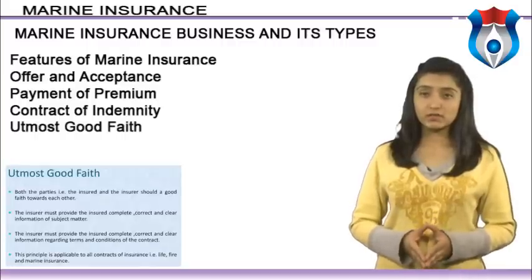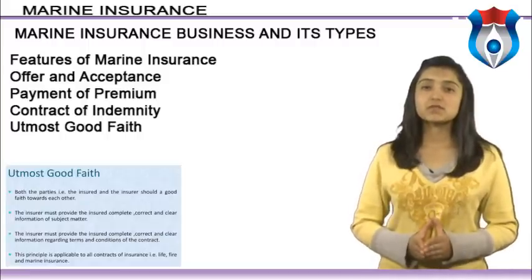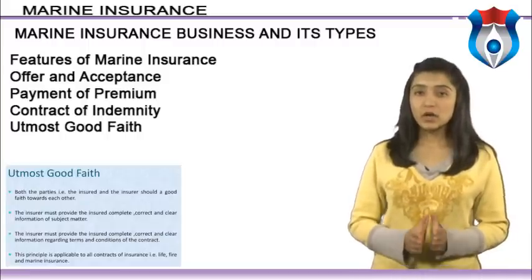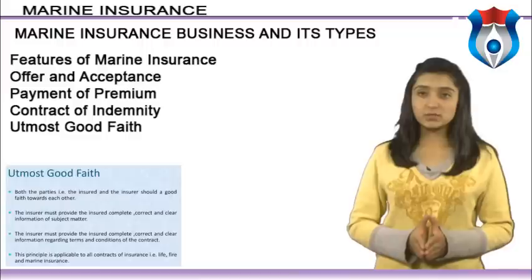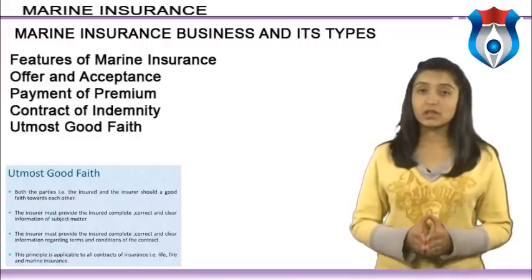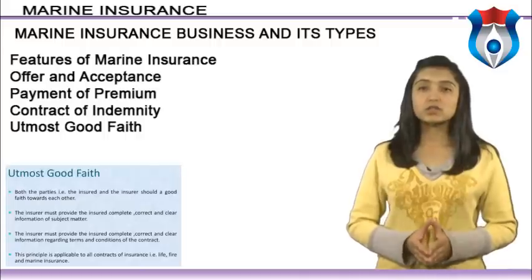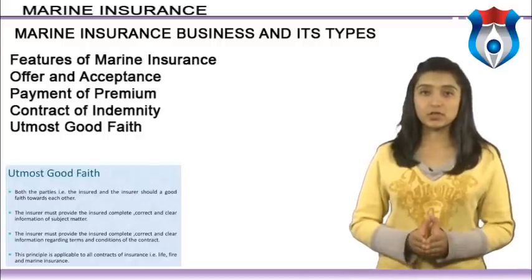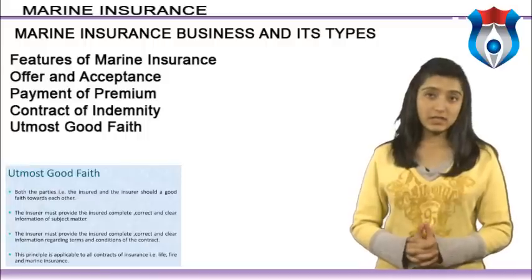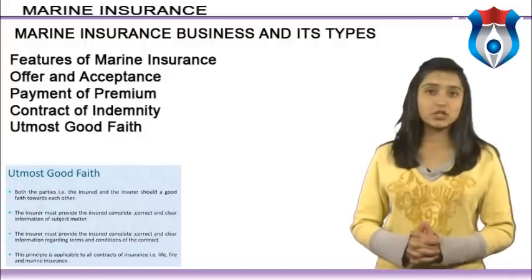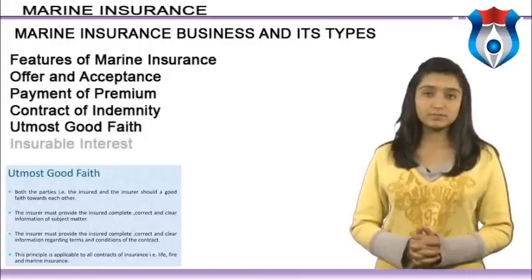Utmost good faith. The owner of goods to be transported must disclose all the relevant information to the insurance company while insuring their goods. The marine policy shall be voidable at the option of the insurer in the event of misrepresentation, misdescription, or non-disclosure of any material information. Example, the nature of goods must be disclosed, that is, whether the goods are hazardous in nature or not, as premium rate will be higher for hazardous goods.